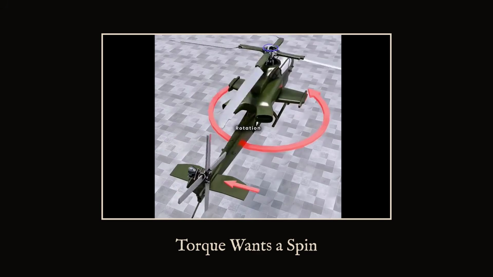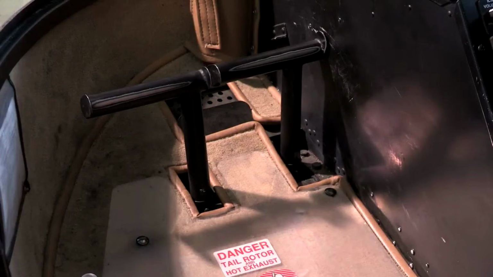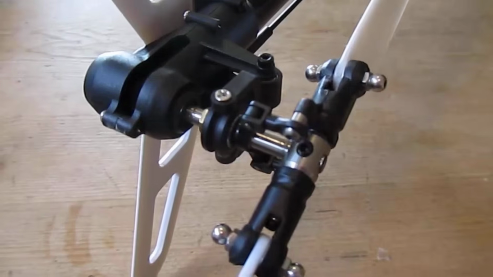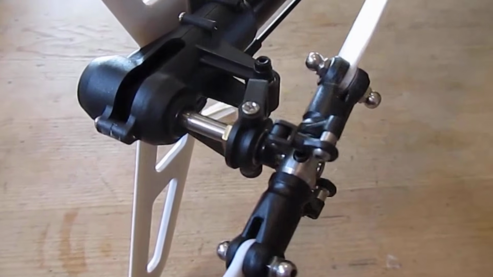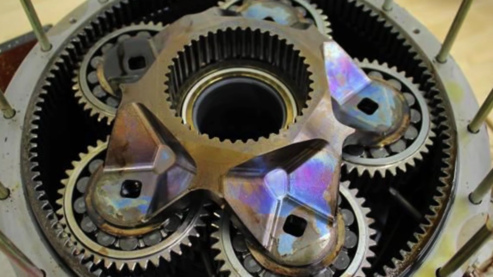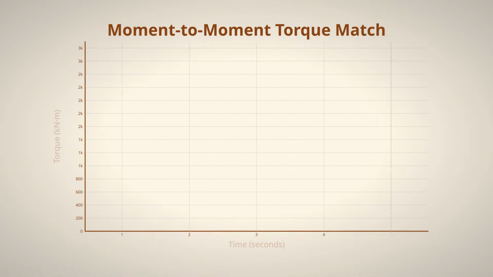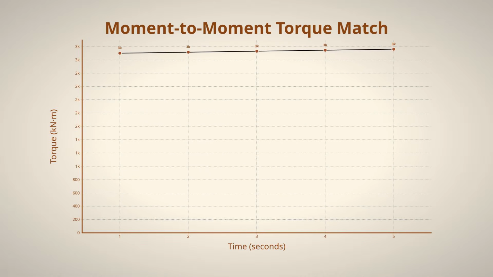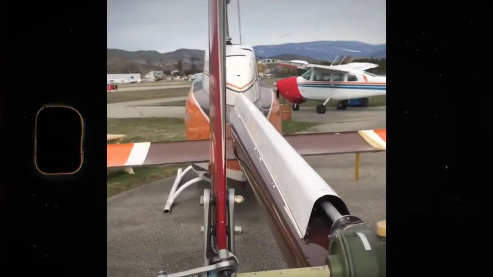The main rotor's power tries to twist the fuselage into a spin, so the pilot presses the pedals, adjusting the tail rotor's pitch to push back with just enough sideways thrust. This is not a set-and-forget mechanism. The tail rotor must match the main rotor's torque, moment to moment, and that balance is never still.